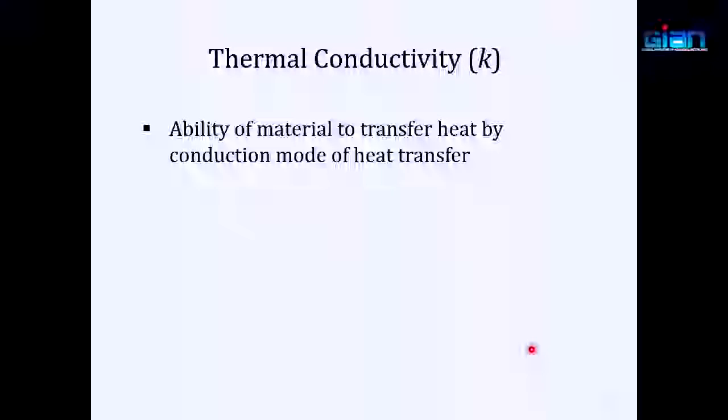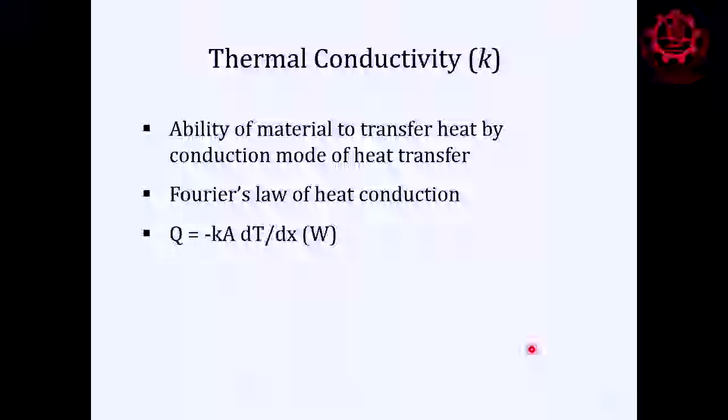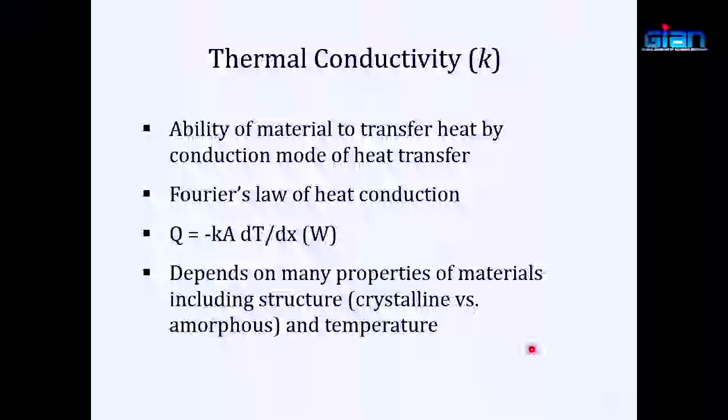Thermal conductivity, this we also talked about yesterday, is the ability of a material to transfer heat by the conduction mode of heat transfer. You describe it using Fourier's law of heat conduction, and mathematically you can write Q is equal to minus K A delta T over dx, and K is the thermal conductivity. Conductivity depends upon structure as well as temperature. So the higher the temperature, the higher the thermal conductivity. Even for specific heat, the higher the temperature, the higher the specific heat.